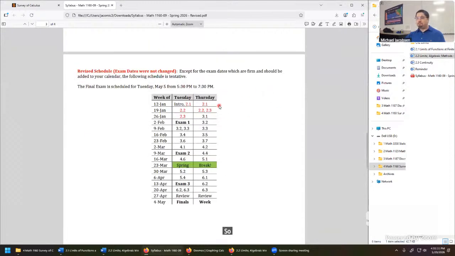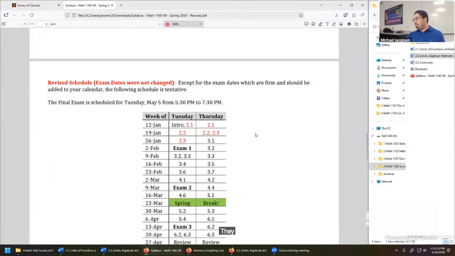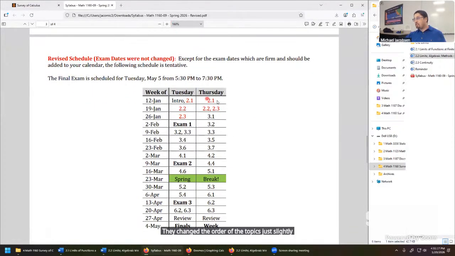So not chapter 1, but rather chapter 2 is affected. They changed the order of the topics just slightly. So these are the actual order of topics that we'll cover. Well, we're actually in 2.1, but this was reordered for what the syllabus would have been if I had looked ahead of time and seen that topics were changed.